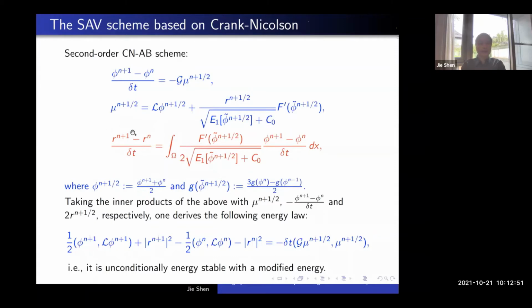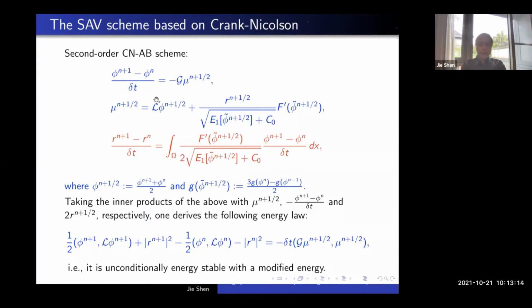And for the equation for R, you do the same. For the nonlinear term, you treat it explicitly. And so that is the linear scheme. That is our scheme, which is linear. But what type of property does it have?